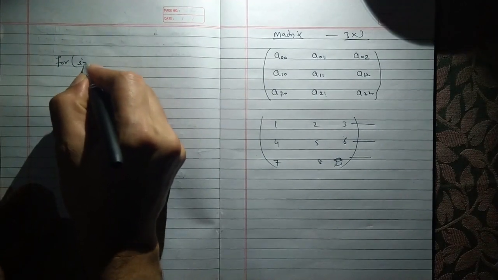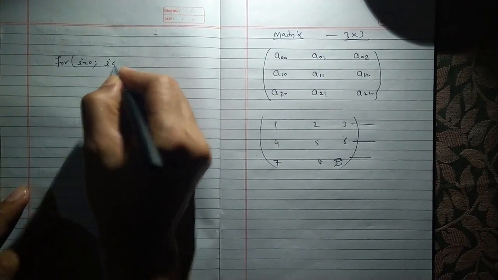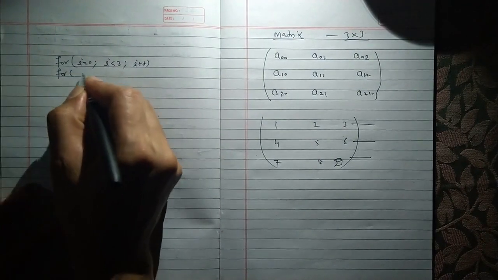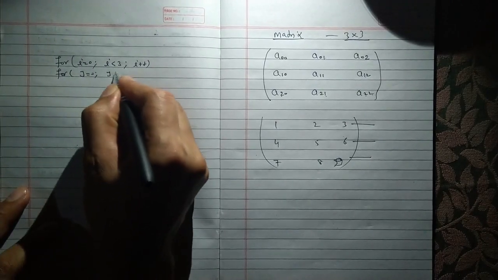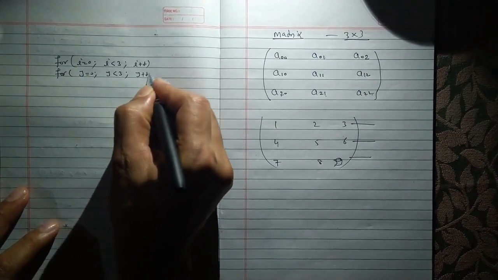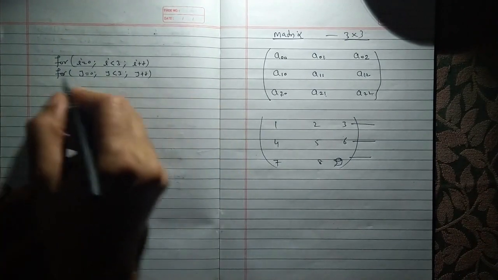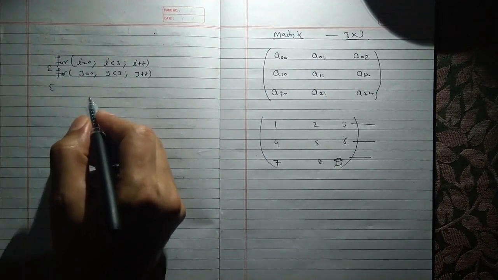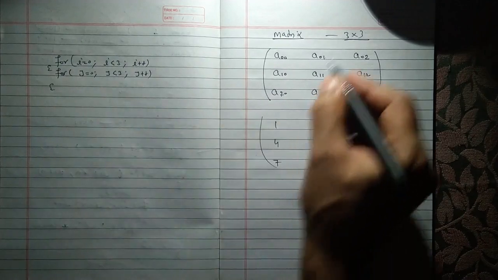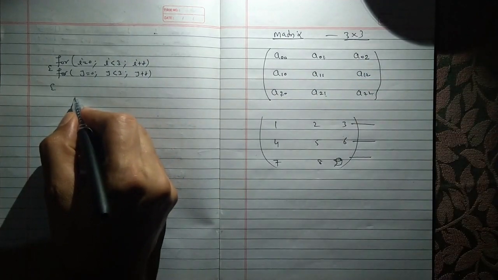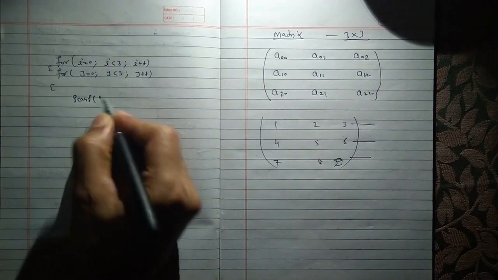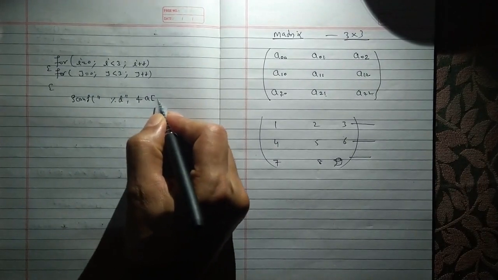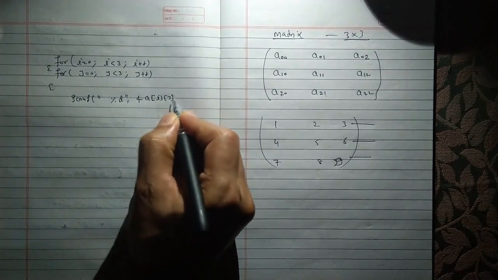For i = 0, i < 3, i++, and for j = 0, j < 3, j++. Okay, you have to use the curly brackets here and here also. Then I will input the value. For the input I will use scanf("%d", &a[i][j]), so your array is a, i and j.